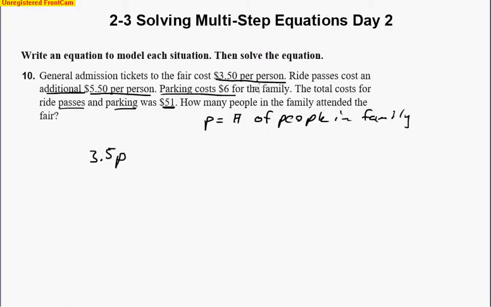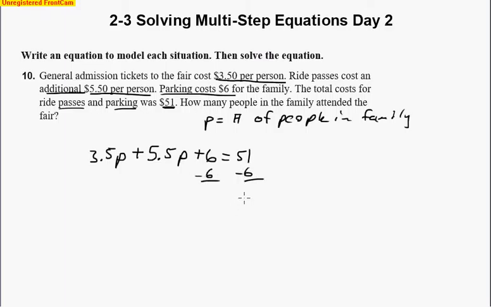$3.50. Ride passes cost an additional $5.50 per person. So we're going to add on $5.50 per person. Parking costs $6 for the family, and the total was $51. So we're ready to solve. So we're just going to do some opposite operations and bring the 6 over to the right hand side.